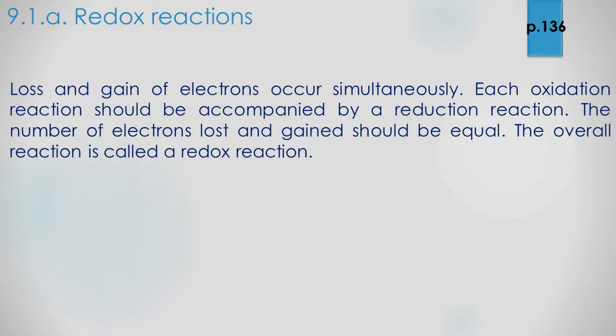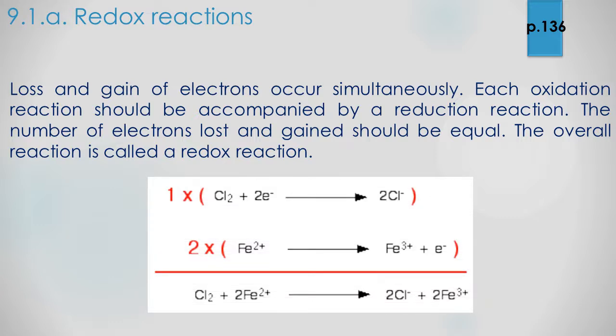Losing and gaining electrons should happen at the same time. Each oxidation reaction should be accompanied by a reduction reaction. You can never have an oxidation without a reduction, or a reduction without the oxidation. And you have to be careful that the number of electrons lost and gained are equal. So the overall reaction that combines an oxidation and a reduction reaction is called a redox reaction.